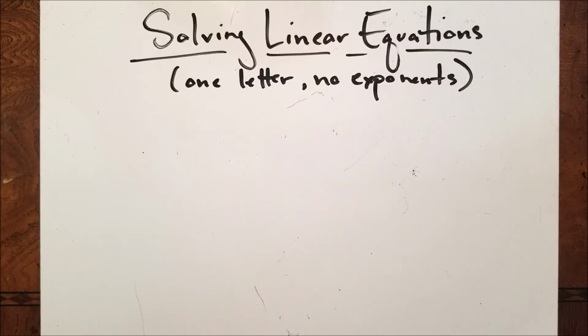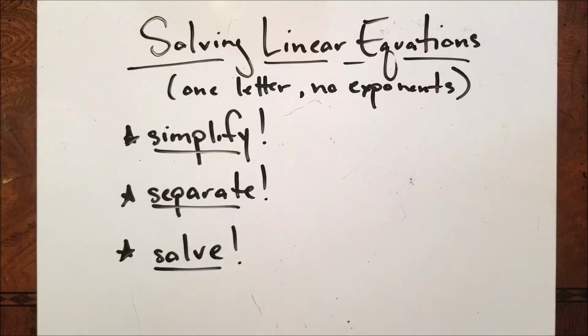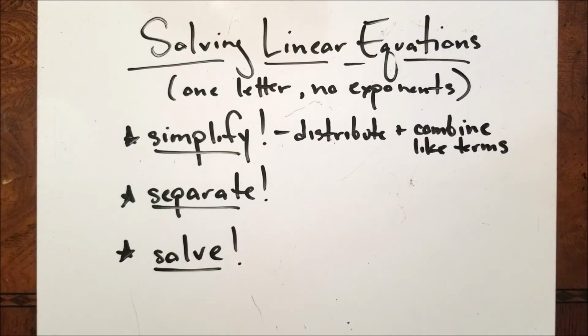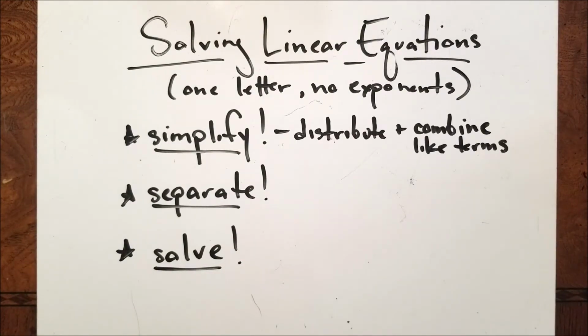So I'm going to break this down in 3 steps. We're going to simplify, we're going to separate, and we're going to solve. Now, simplify means distribute and combine like terms. And you'll know exactly what that means when we start to see the problems. But we're going to simplify first. Any equation we're going to solve, we've got to simplify that equation first. We're going to distribute and combine like terms if there are any.